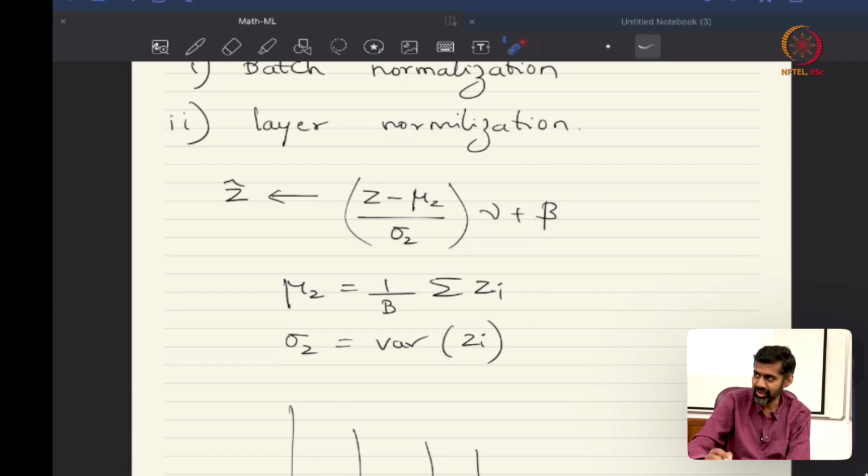Is that so? Actually not. This nu and beta are learned. I will come to that in a while. For now, just remember this, just look at this, let's ignore this for a while. There is nothing to be learned. What you do is that you remove the mean and scale it with the variance.